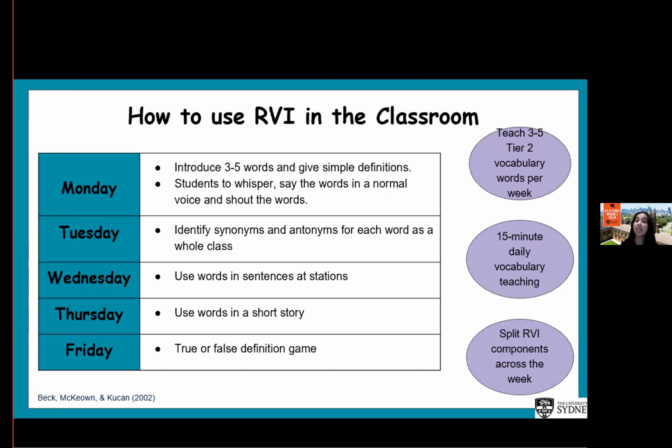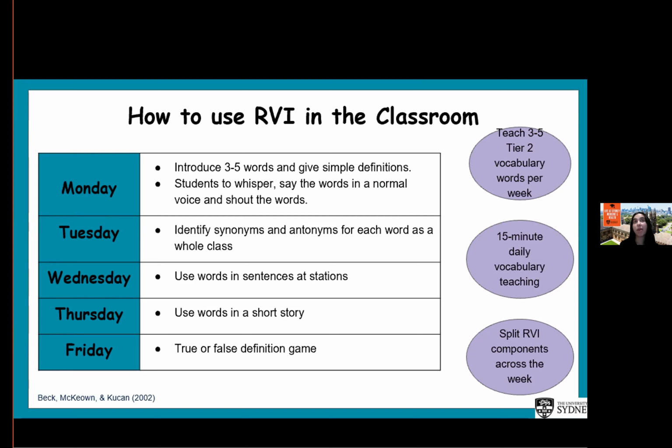On Tuesday, you could introduce a whole class activity where you consolidate these words and definitions. And you can come up with a synonym and antonym to enhance the understanding of these words as well. Students can also keep a diary to write these words down so that they can look back on it and use it for the future. On Wednesday, you can set up stations around the classroom where there are different activities for each station. And at each station, the students can come up with a sentence that uses the words. On Thursday, you can think of activities for students to engage with the words.